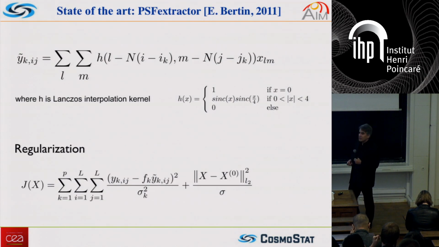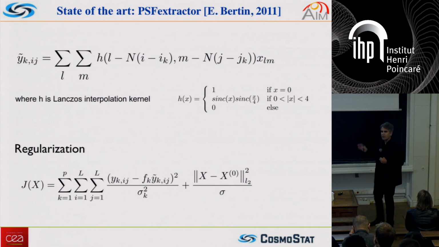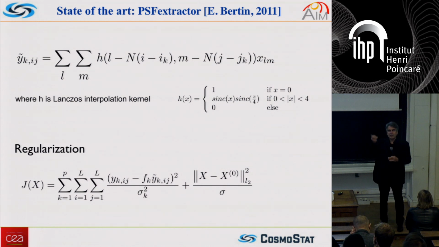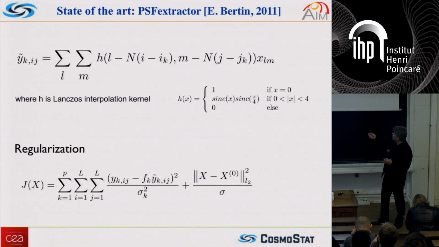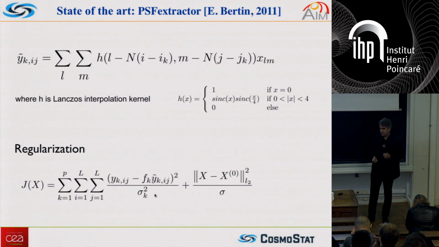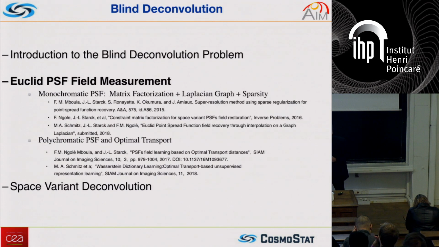The state of the art for this domain is really the work by Emmanuel Bertin at EAP. His software, I think, is used by most of the big projects. In his technique, he just assumes that the PSF at a galaxy position is an interpolation between several PSFs at star positions. By a simple linear interpolation plus a regularization term, you can find an estimator of your PSF. That's really the technique that is the most used in the big projects.